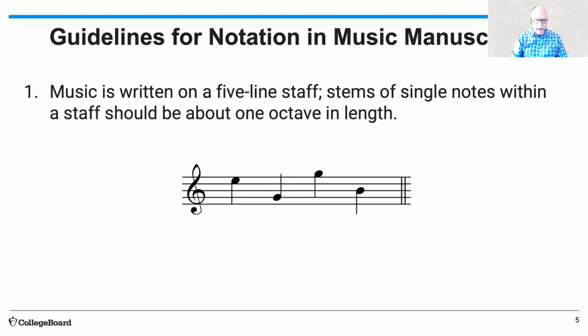I'm going to give you some guidelines for notation in music manuscript, writing music on a piece of manuscript paper. Number one, I think we probably know this one. Music is written on a 5-line staff, and the stems of single notes within a staff should be about 1 octave in length, as you see right in this example.